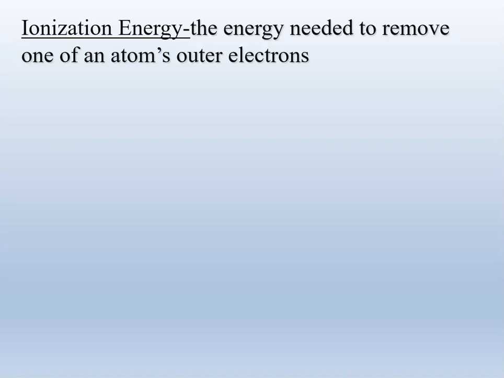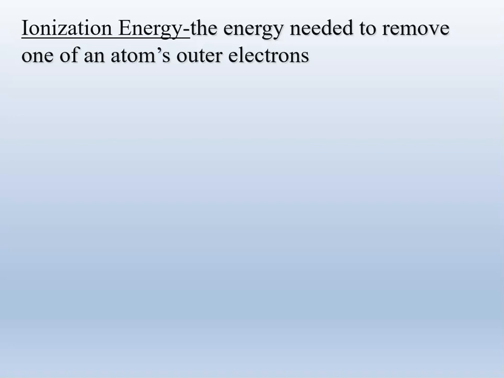Our next trend is ionization energy. Ionization energy kind of gives itself away with the words itself. It is the energy it takes to form an ion, but more specifically, the energy it takes to make a cation. Remember, a cation is losing electrons, but atoms don't just lose electrons without some energy involved.